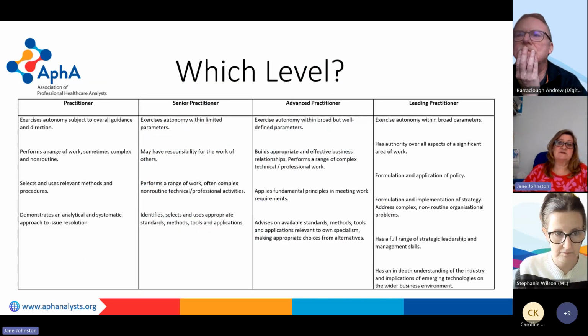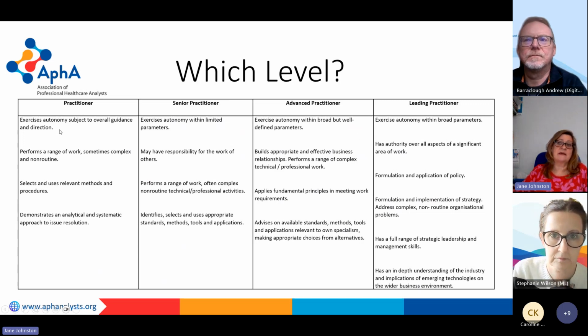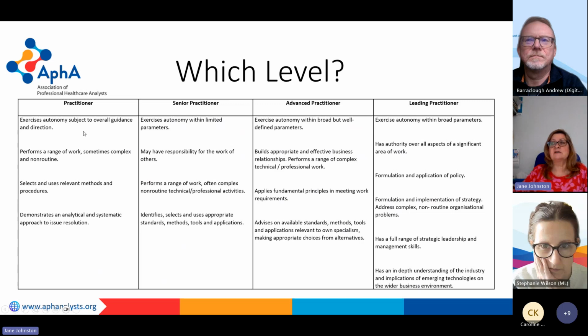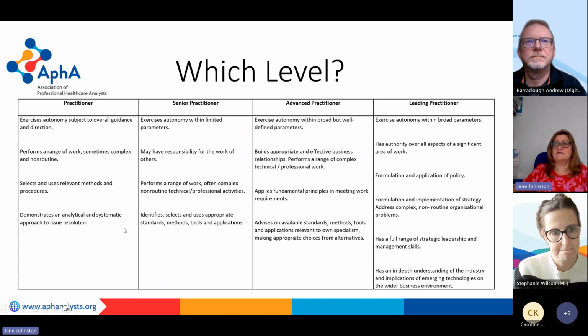So there's a matrix there that shows you which level you should apply for. It gives a very brief outline of the different levels. All the standards have the same title. It's just what's expected at that standard. So autonomy, for example, here, a practitioner level will exercise autonomy subject to overall guidance and direction. A senior practitioner can exercise their own autonomy within certain parameters. Advanced will be able to exercise it, but with much broader parameters and within defined parameters. And obviously a leading practitioner has much greater autonomy. So all these different things, it's all the same question, it's just the levels which you reach.